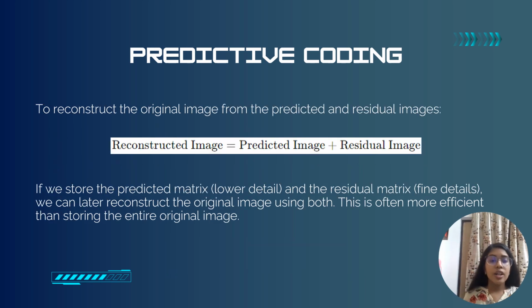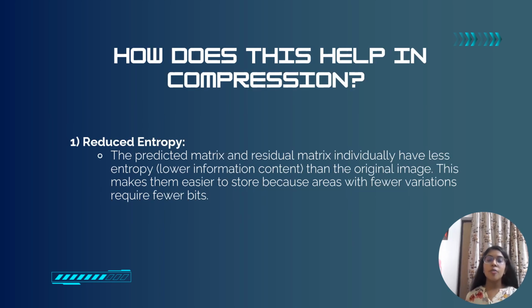Now, we can also reconstruct the original image. For that, all we have to do is add the predicted image and the residual image, and we can get back the reconstructed image. So this is a lossless form of compression. Now, how does this help in compression? How is this compressing the image? So firstly, reduced entropy. Both the predicted matrix and the residual matrix store a lower amount of information. That is, they can be stored using very few bits.